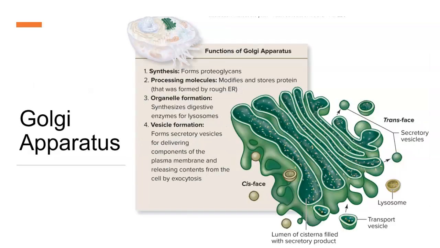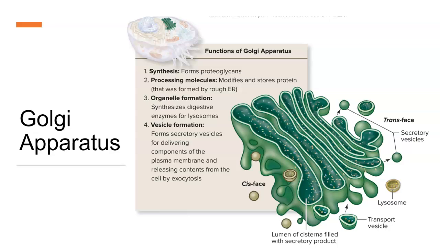The Golgi apparatus is one of those with many names. Golgi apparatus, Golgi complex, Golgi body. It's all the same thing. It consists of about 5 or so elongated and flattened sacs made out of membrane. Those sacs are called cisternae.